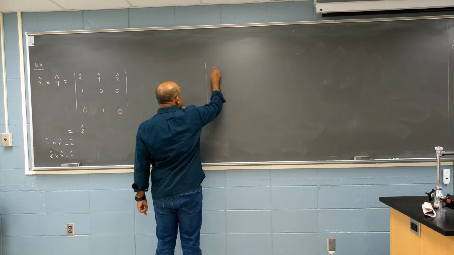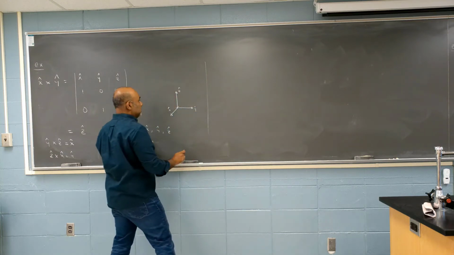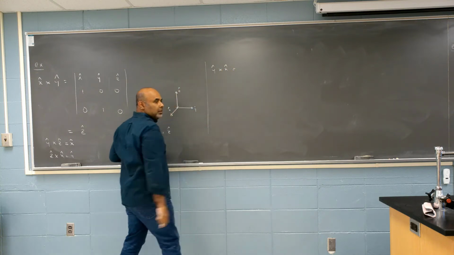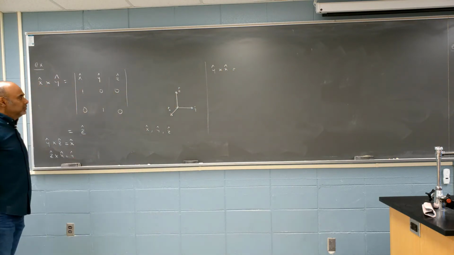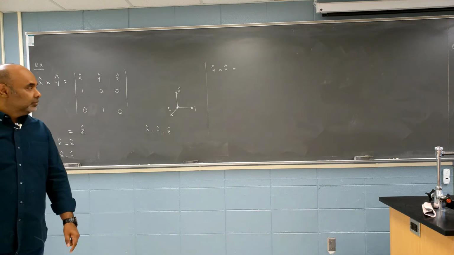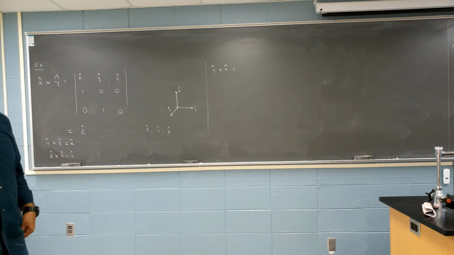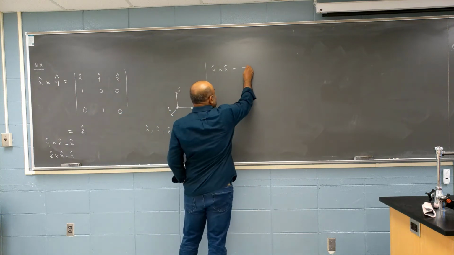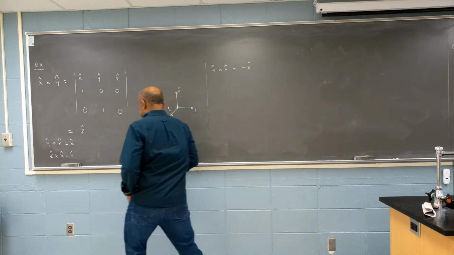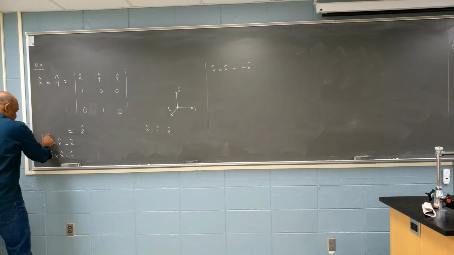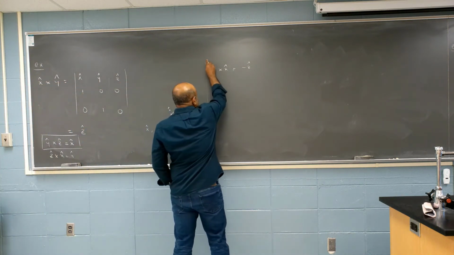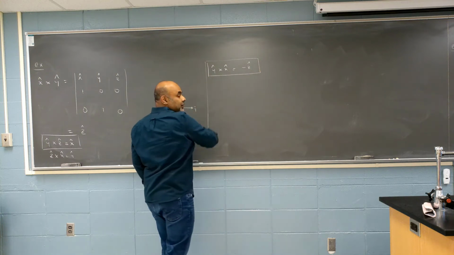Let me do this. I'm going to break the order. I'm going to go backwards. Can you tell me what that is? Use the right hand. Negative. So it's this versus that.